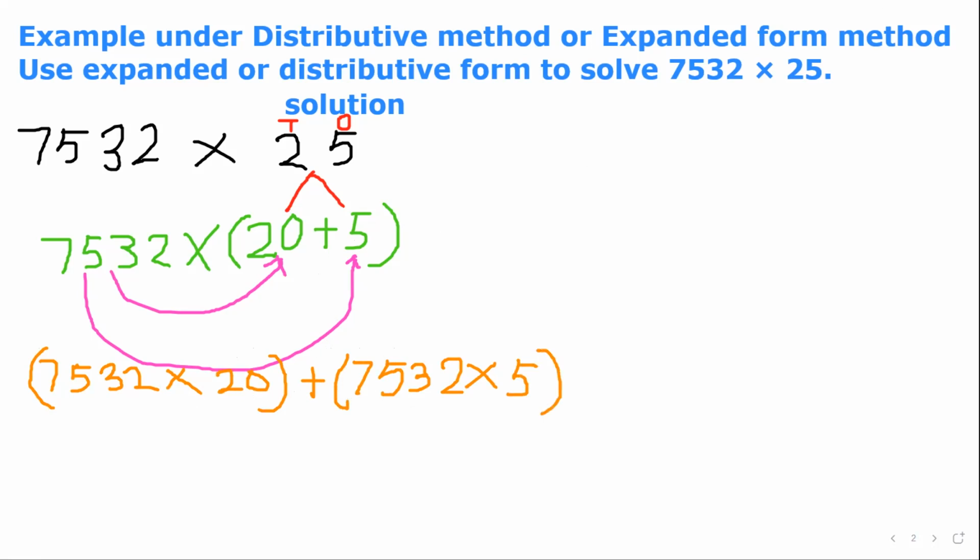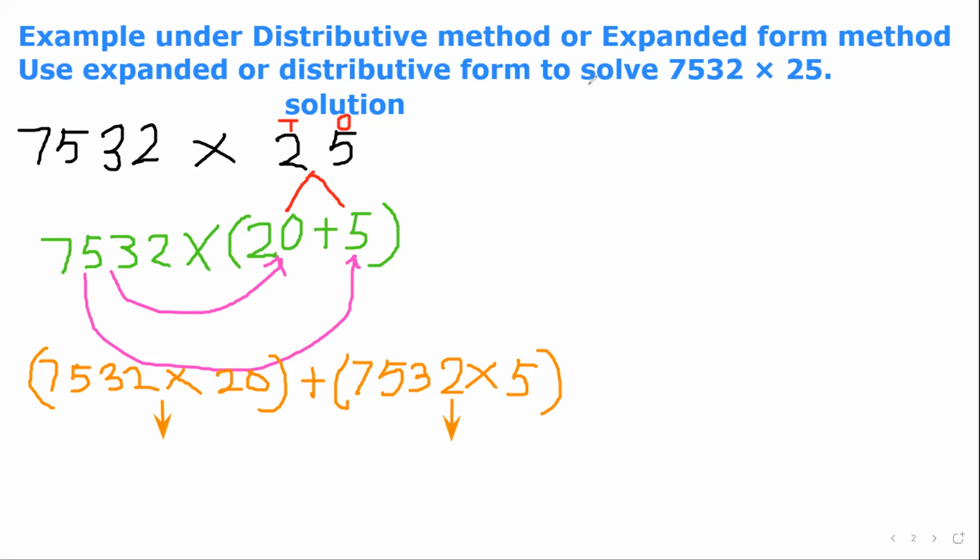Now here we are going to perform the actions. So when you finish, you write your answer here, and then when you finish, you write your answer here. After then, you add the product of the two answers. Good.